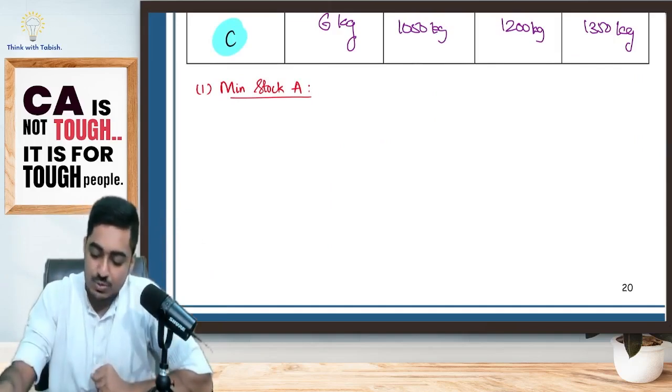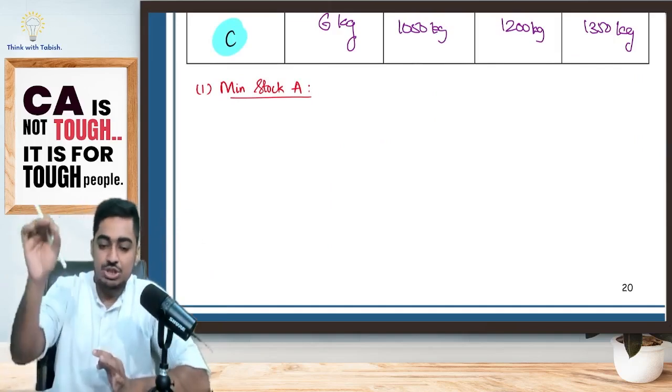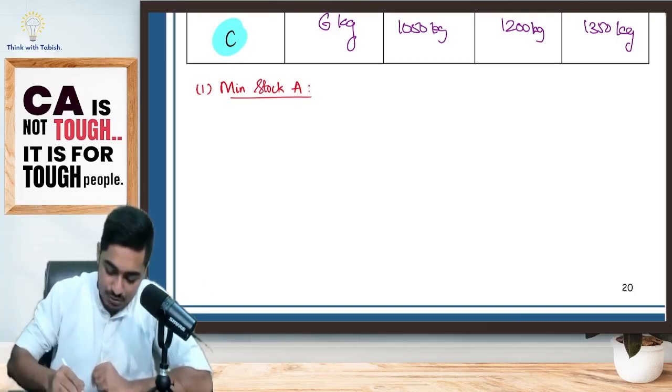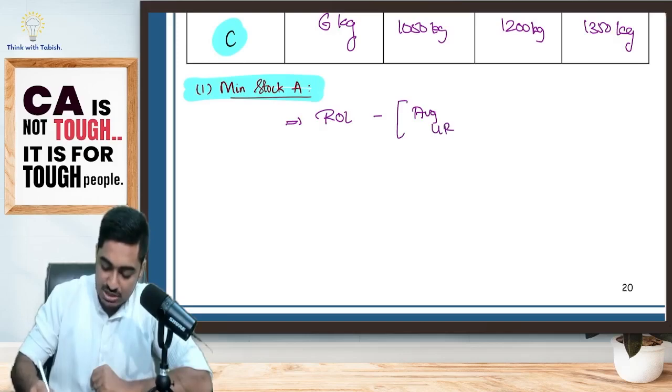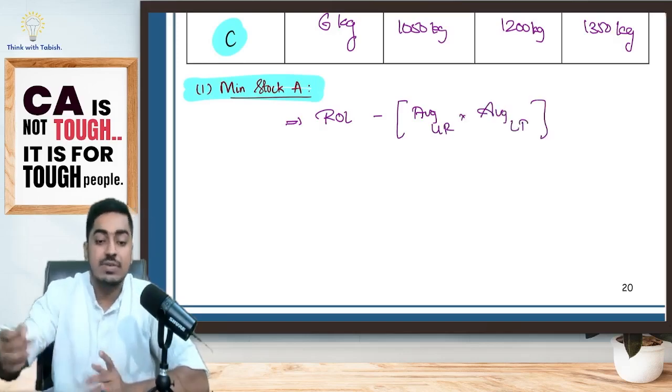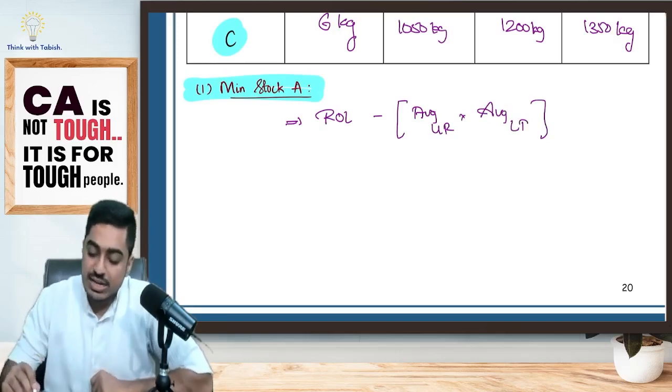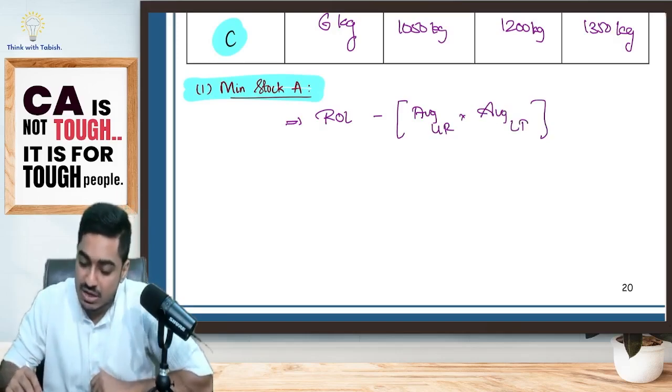Okay, come to the question. What is the question asking? Minimum stock of A. Okay, fine. What is the formula of minimum level? It is reorder level minus average usage rate into average lead time. Let me see if reorder level is given. Otherwise, I'll have to calculate that also. Let me see for A whether reorder level is given.